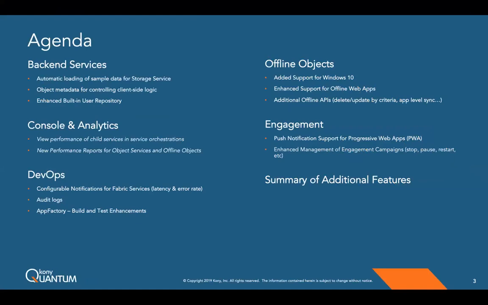So let's look at the fabric pieces of the V8 SP4. We'll be looking primarily at these categories: backend services, console analytics, the DevOps operations that we have done, and offline objects, engagement, and additional features that we can't go into detail on as part of this call.